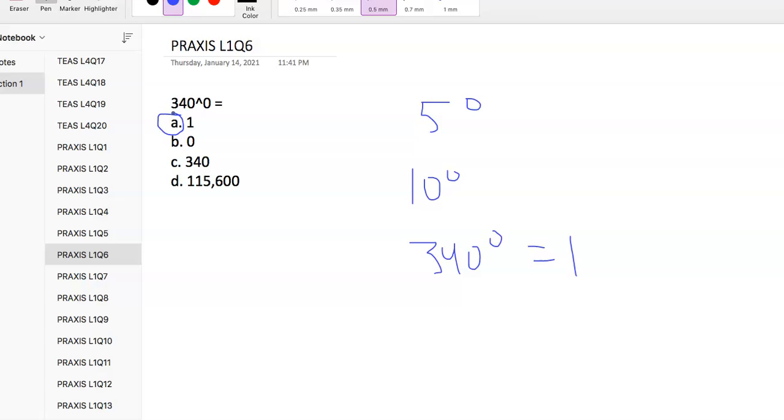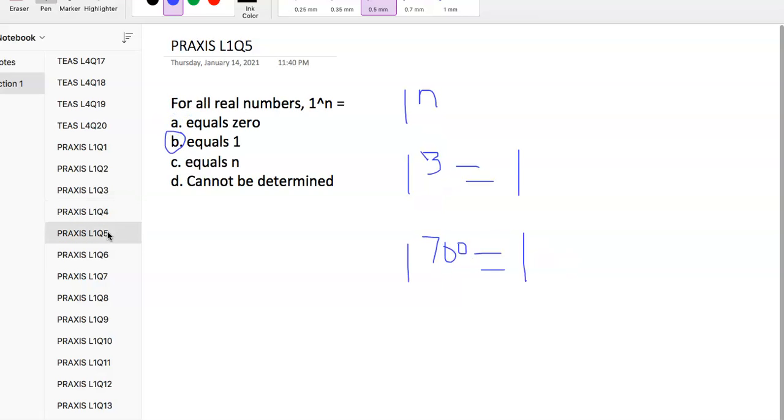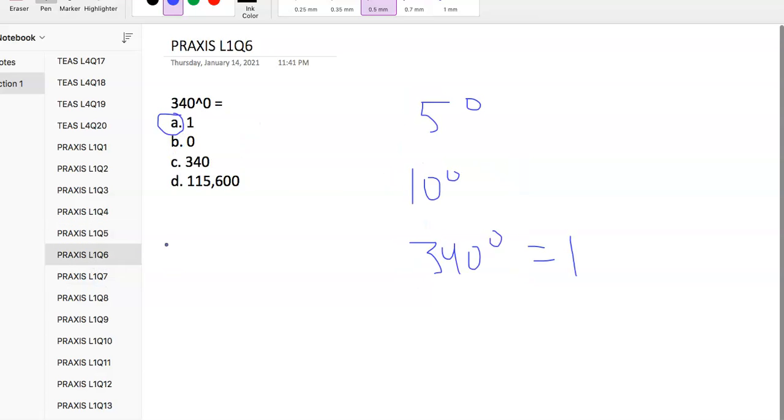So really, both of these are pretty low-hanging fruit questions, which is why we see them in level 1. But if you don't know the rule, then you might get it wrong. So we go back here. Anything where the base is 1, this is the base right here, whatever power it goes to, it's just going to be 1. Anything to the 0 power, the answer is 1.